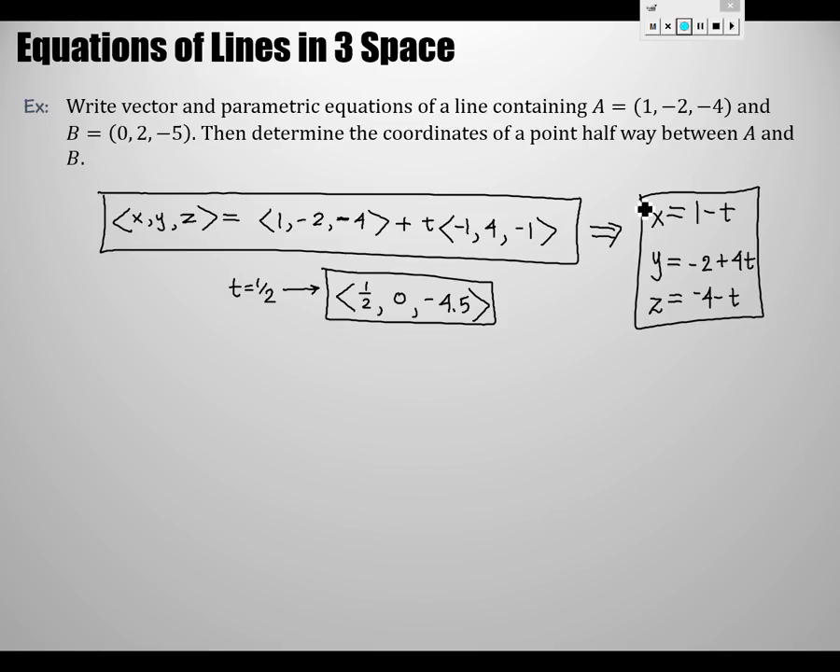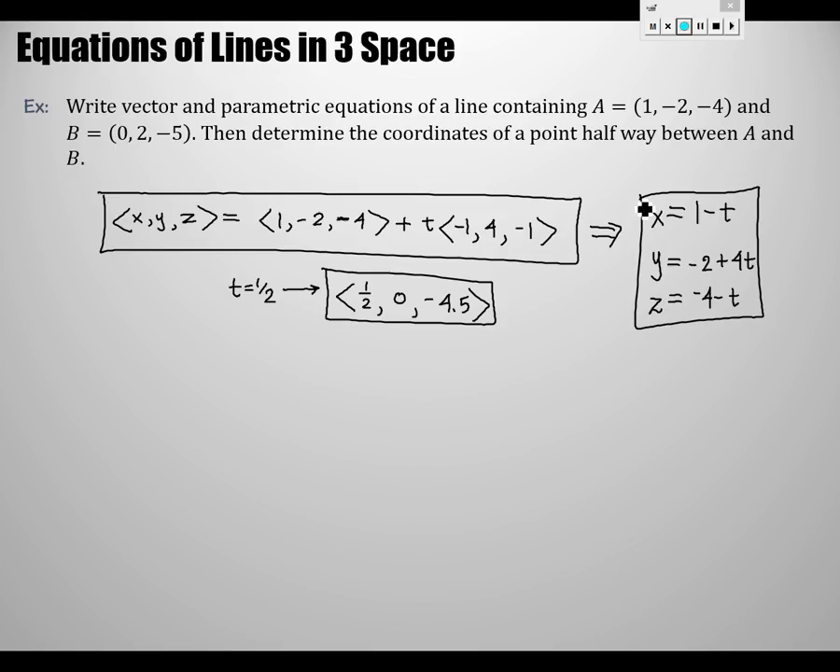Remember, this is a very powerful technique. If you want to find the point 2/3 of the way from A to B, then let t equal 2/3. If you want to find the point on the opposite side of A than B is, but by the same distance, let t be -1, right? So there are lots of things. This is a very flexible idea of being at A and then adding some multiple of the vector from A to B, right? It's a very powerful idea.